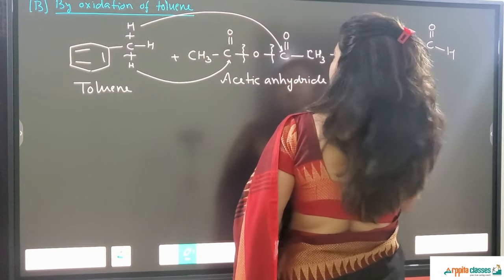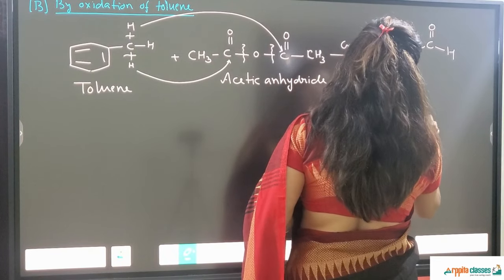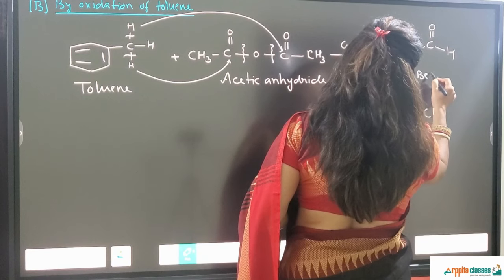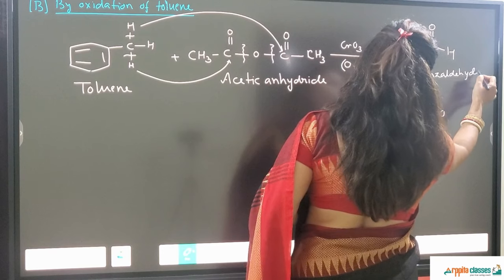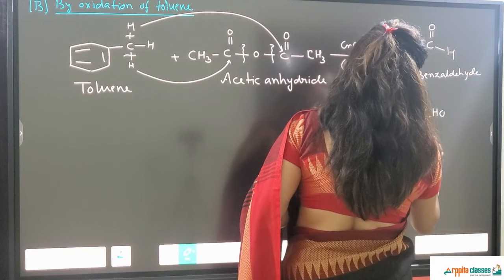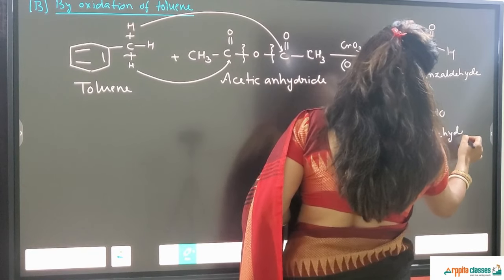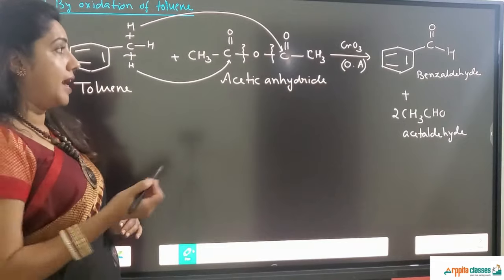And the byproduct is CH3CHO. We are getting two molecules of CH3CHO, that is acetaldehyde. So in this case, we are getting aromatic aldehyde as well as aliphatic aldehyde. Acetaldehyde is an aliphatic aldehyde.